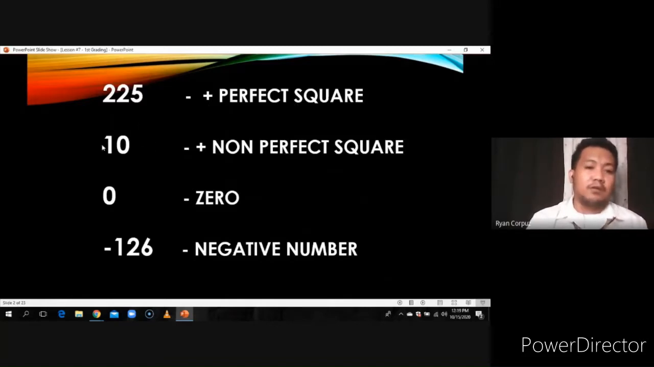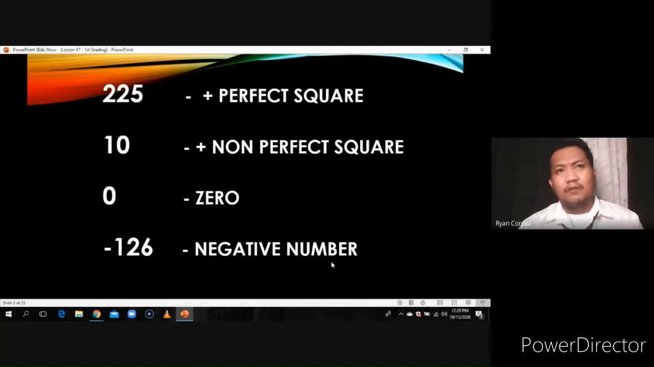Then we have 10. We know that 10 is also positive, but 10 is a non-perfect square. Then we also have 0. Then we have negative 126, which is a negative number. With the help of these numbers, later on we will learn the use of what we call perfect square, positive non-perfect square, 0, and negative numbers.